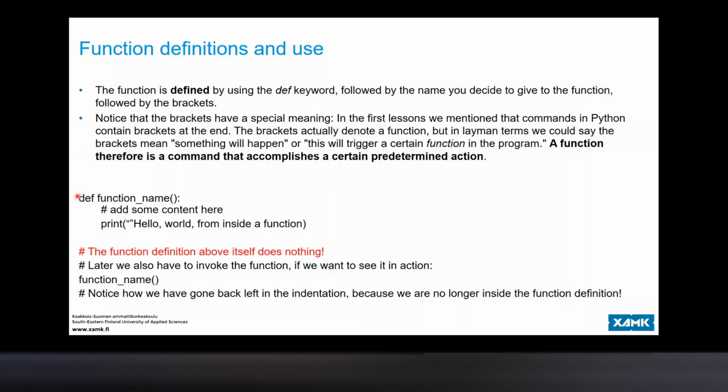This function definition on its own doesn't do anything. So even if you define a function like this, it normally does not do anything. So in order for this to do something, you have to invoke it later on. This is why this line is at the leftmost edge of the code, because we are no longer inside this function definition here.